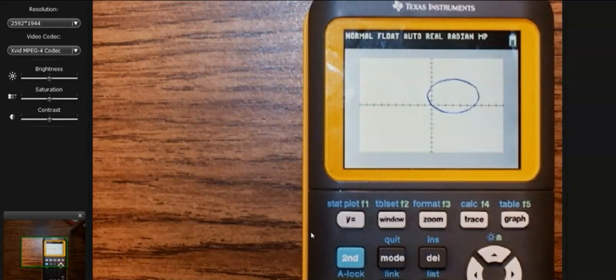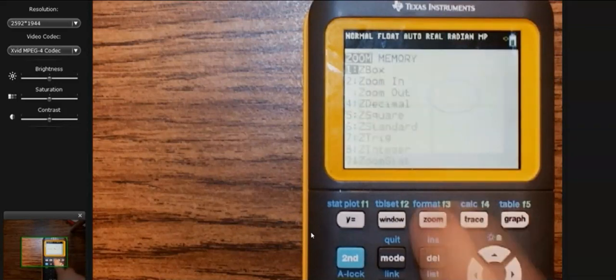Yeah, you don't want an equal plot on at the same time. Okay, you can't take pictures with that. Oh, okay. Someday.